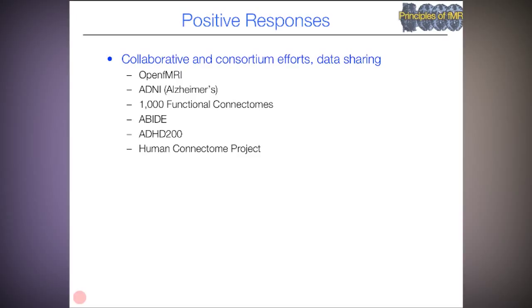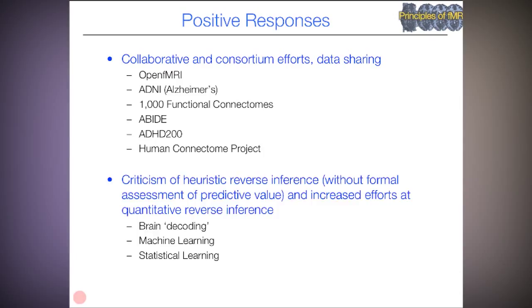In the neuroimaging community, there are a number of positive responses that include collaborative efforts and consortium sharing efforts, data sharing efforts like the OpenfMRI project, the ADNI for Alzheimer's, 1,000 Functional Connectomes project, the ABIDE project for autism, ADHD-200, Human Connectome Project, and others that are coming down the pipeline.